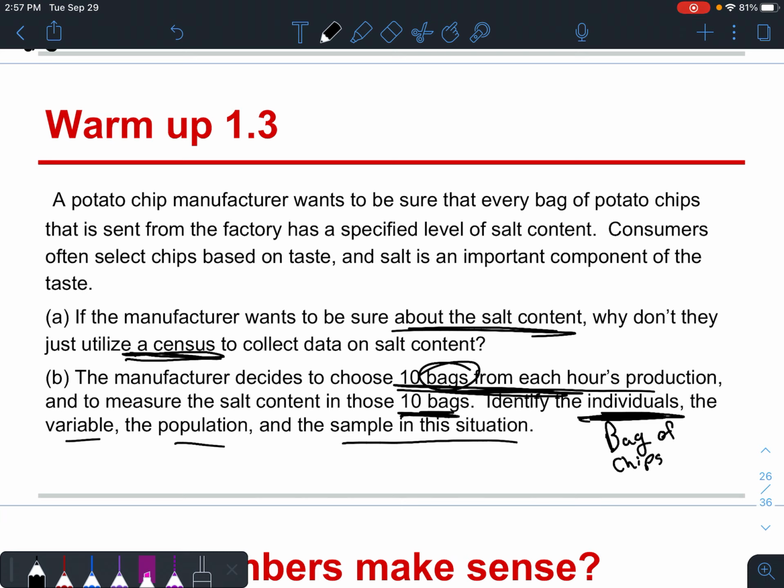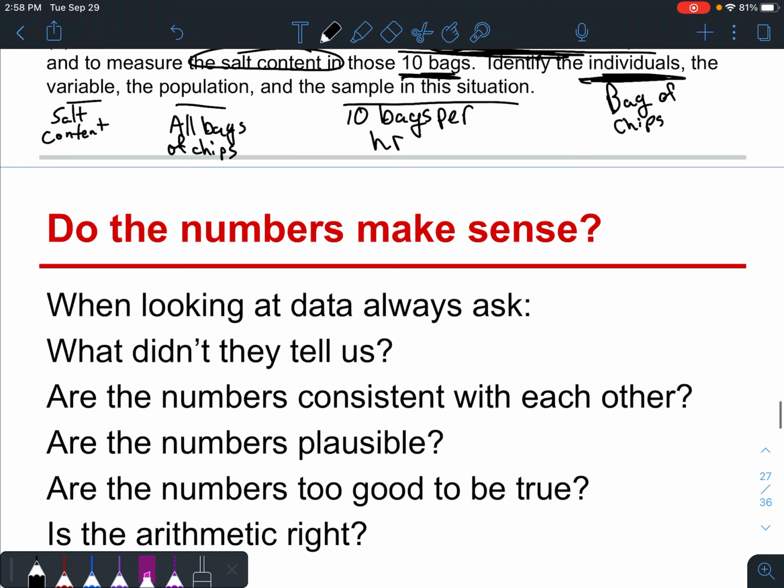That is what we're looking at. The variable is the salt content. That's what's going to change from bag to bag. The population is going to be all bags of chips. And then the sample in this situation is going to be the 10 bags per hour. So breaking it down: individuals are the bags, the variable is salt content, the population is all bags of chips, and the 10 bags of chips per hour is going to be the sample.